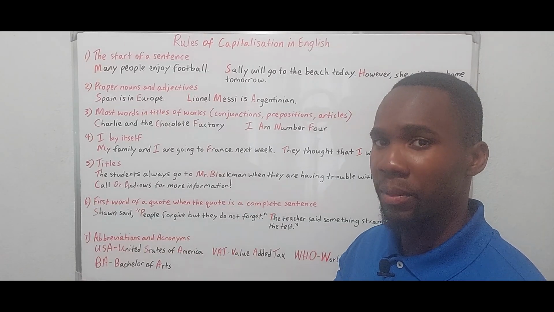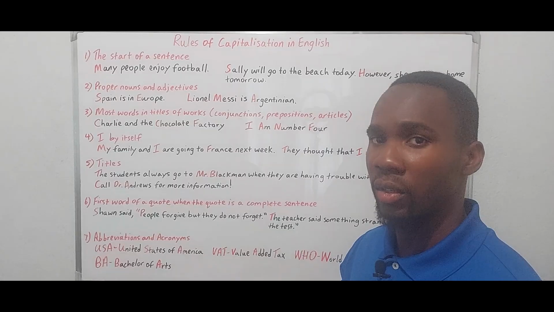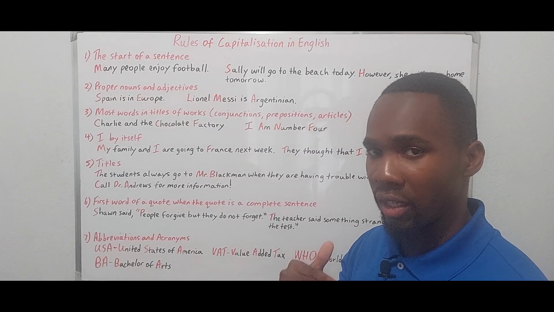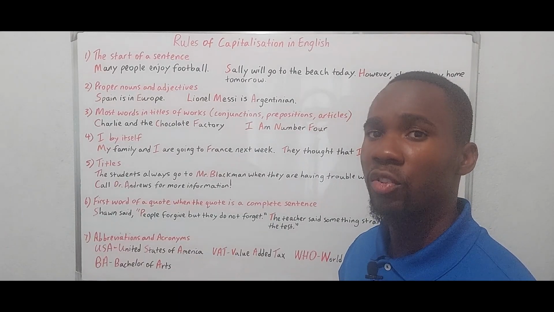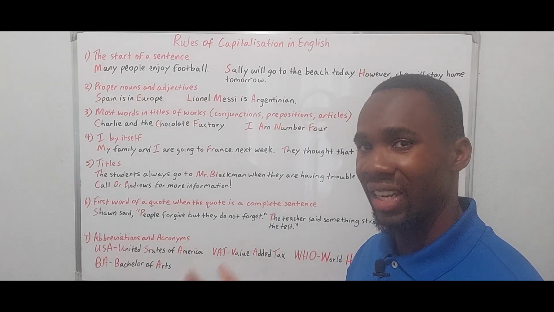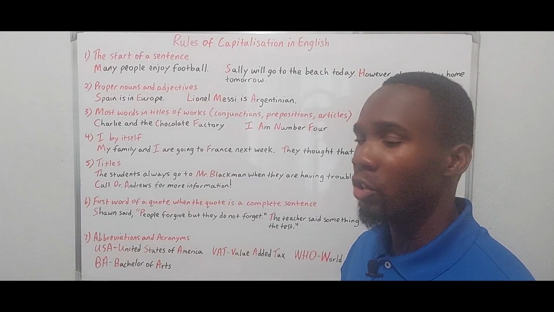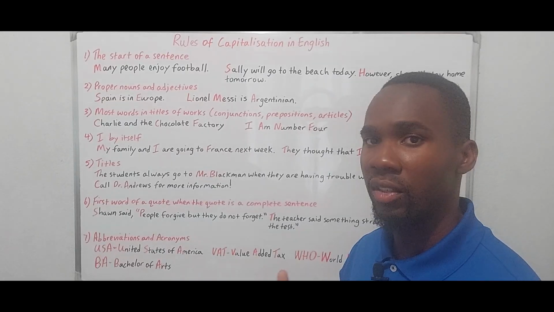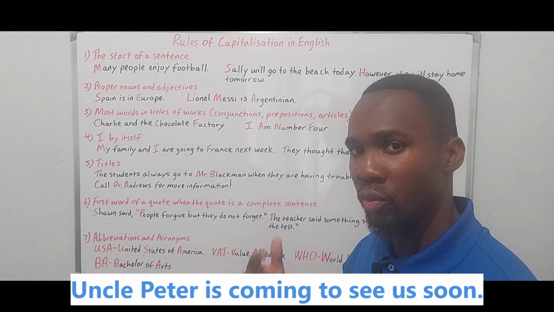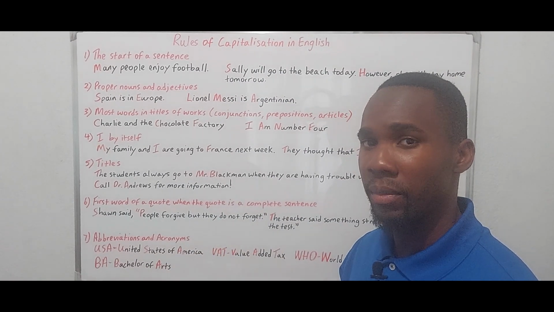So we can capitalize family titles if we are using them as proper nouns, or in other words, as direct addresses. If we also include the name, then of course we have to capitalize both of them. So Uncle Peter is coming to see us soon. U and P have to be capitalized. We've included the name, so yeah.